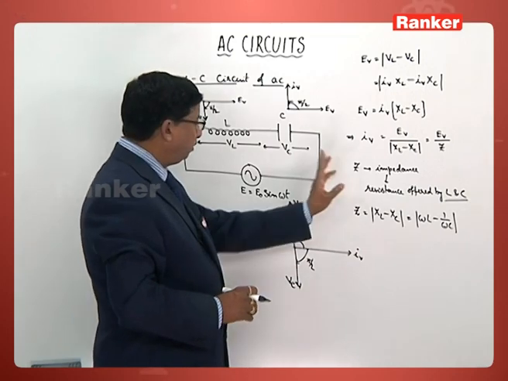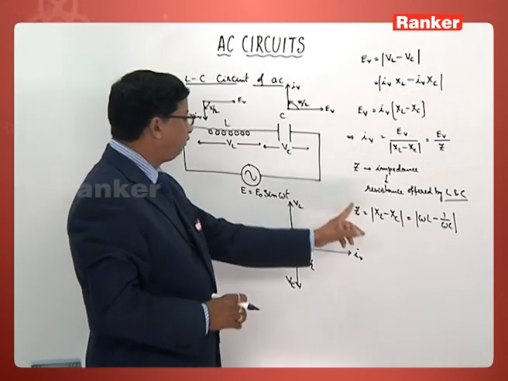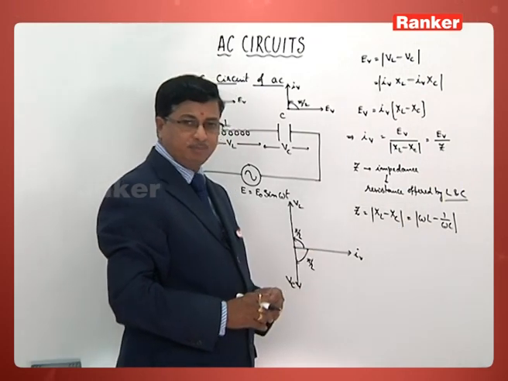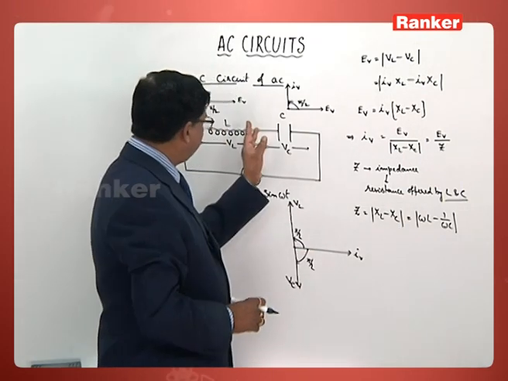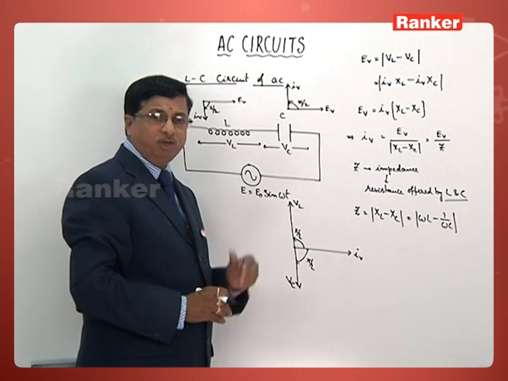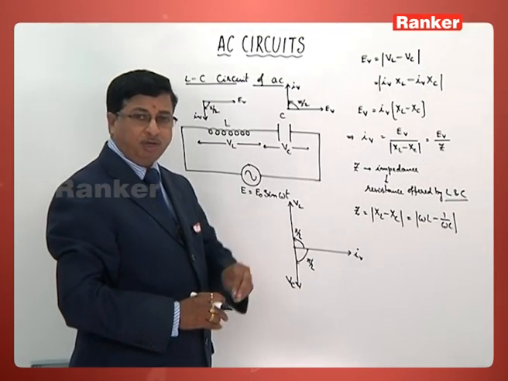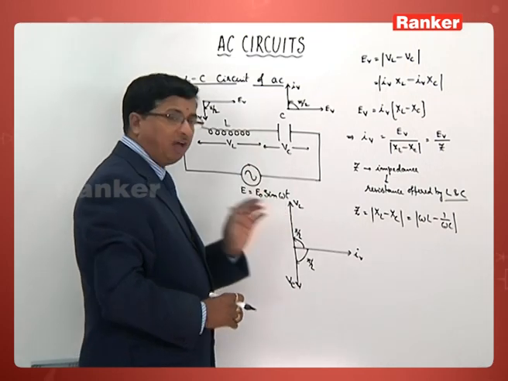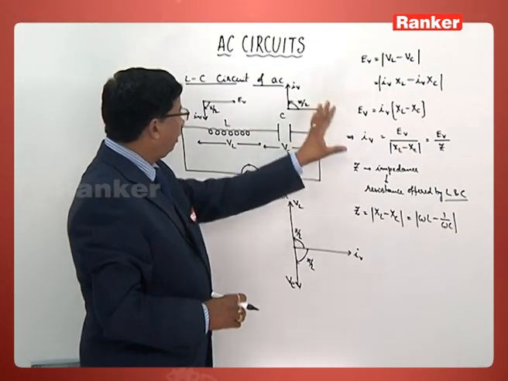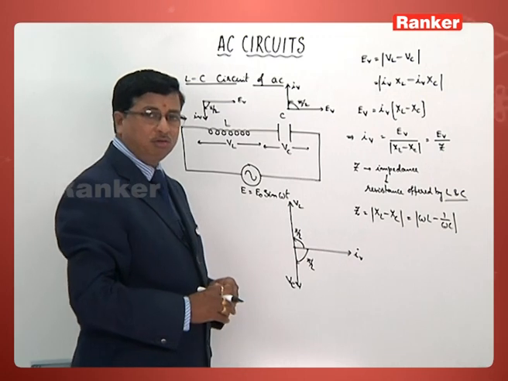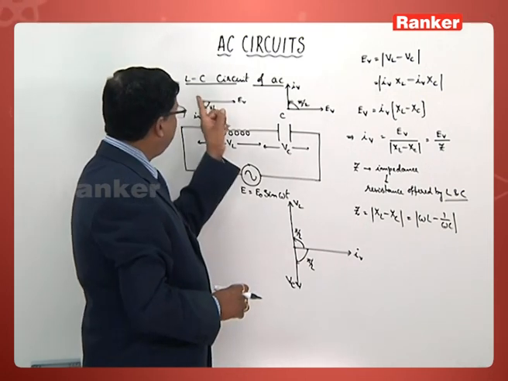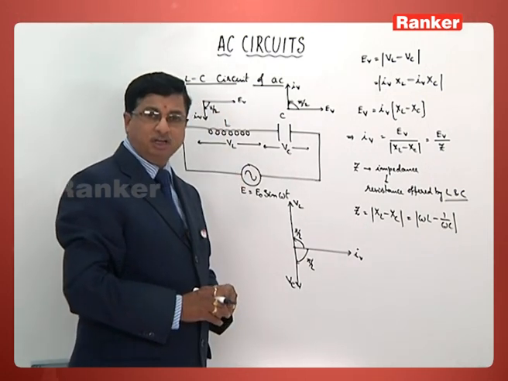So one should remember in this case, what is the formula for impedance, and in which element we find current is leading, in which element we find current is lagging. So these are the areas one should remember as far as the LC circuit of alternating current is concerned.